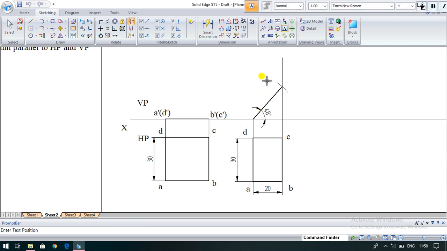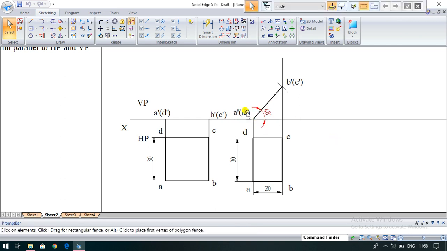Now here A and D dash. See, points A and D are in the same line. A is the visible point, whereas D is the invisible point in the front view. So I have to express A dash of D dash, and at the other end, B is the visible point and C is invisible. So I have to express point C in the bracket, B dash of C dash. This is the way of obtaining the HP inclination at 48 degree.